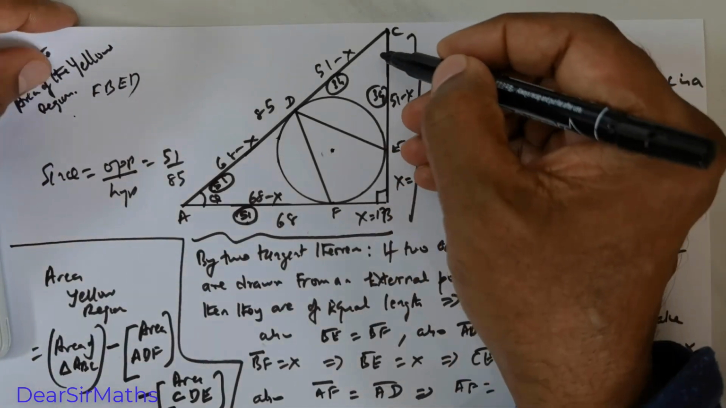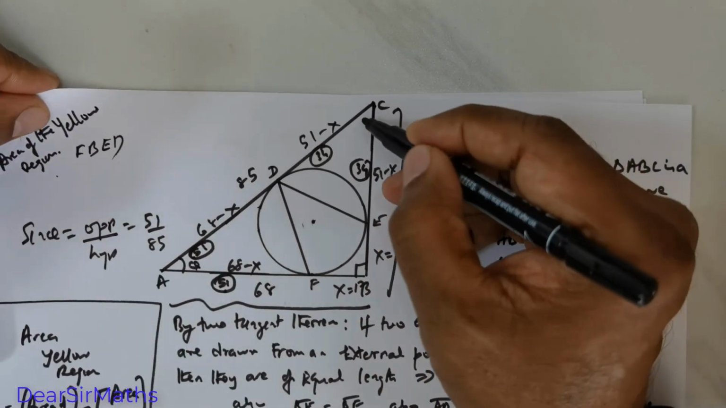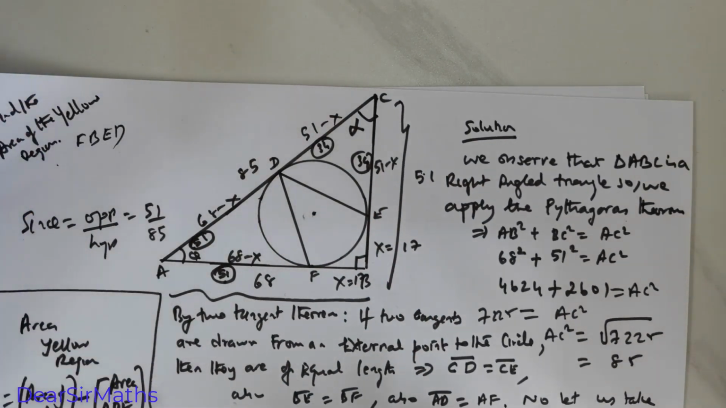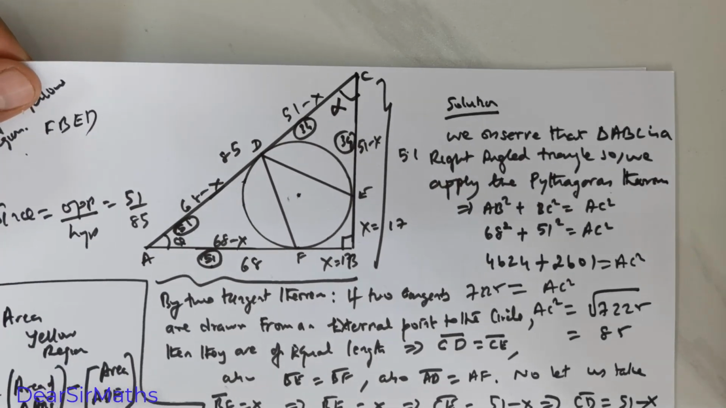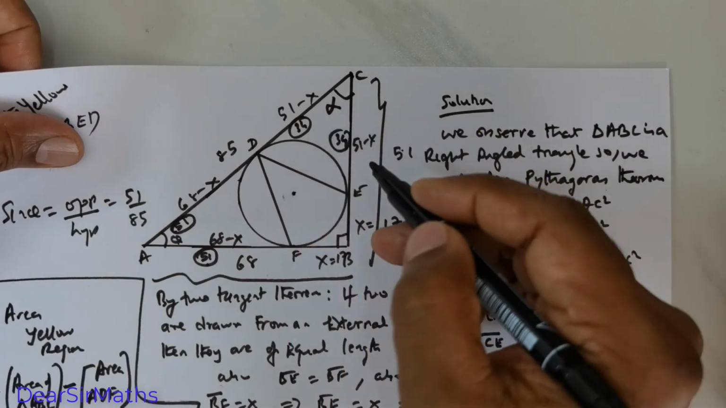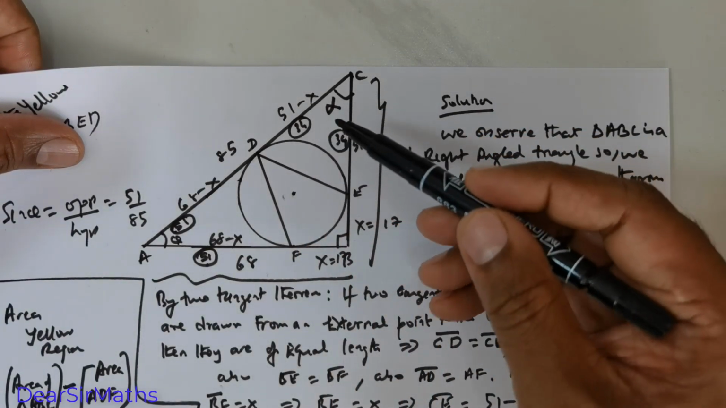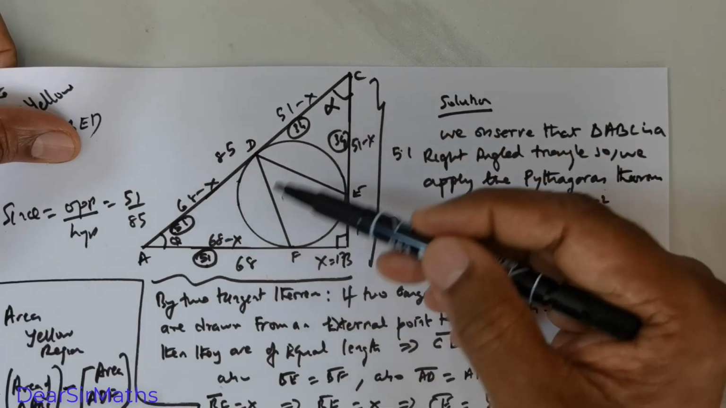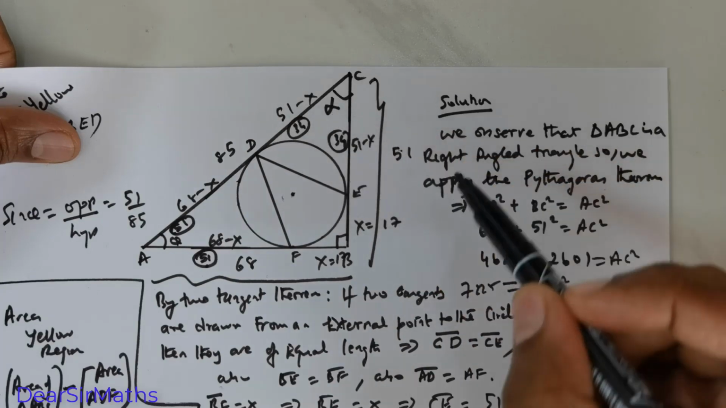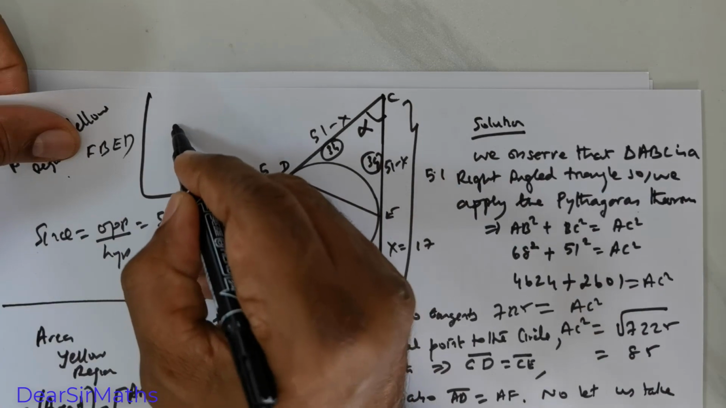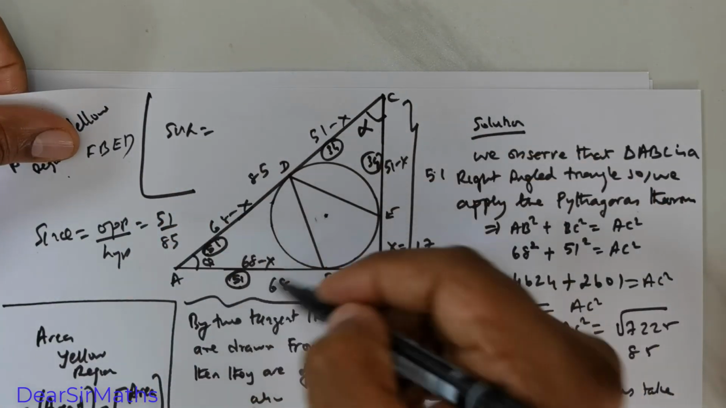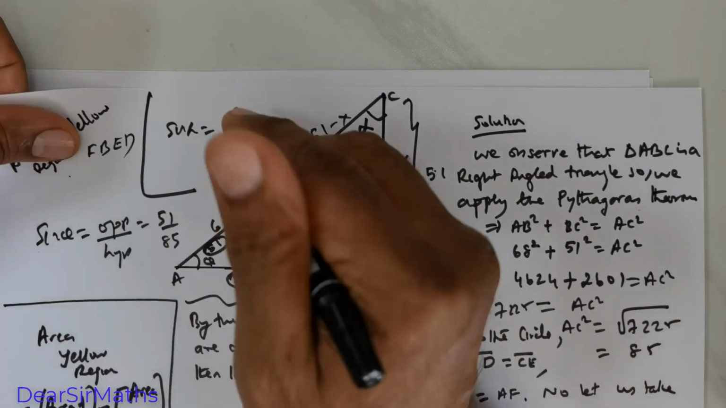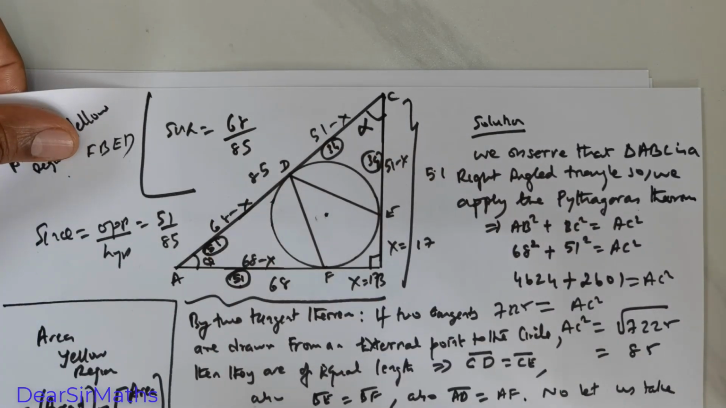Now, let me go to this part. There is an alpha here. Let me take that as alpha. I want to get the area of this particular triangle, and for that I need to get sine alpha. Alpha is the angle here. Sine alpha is equal to the opposite side divided by the hypotenuse, which is 85. So this is what I get.